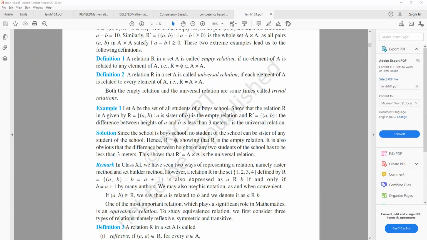Now they're telling some examples. See some example. A is the set of all students of a boys school. Okay. So A मतलब एक boys school है, उस boys school में जितना भी boys है, सब students का collection.